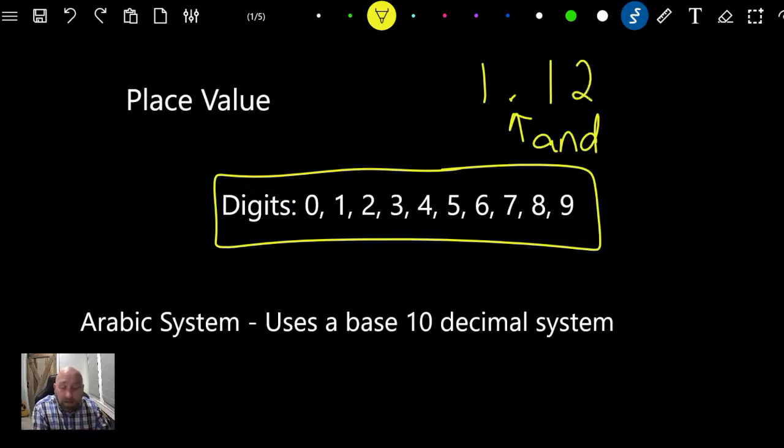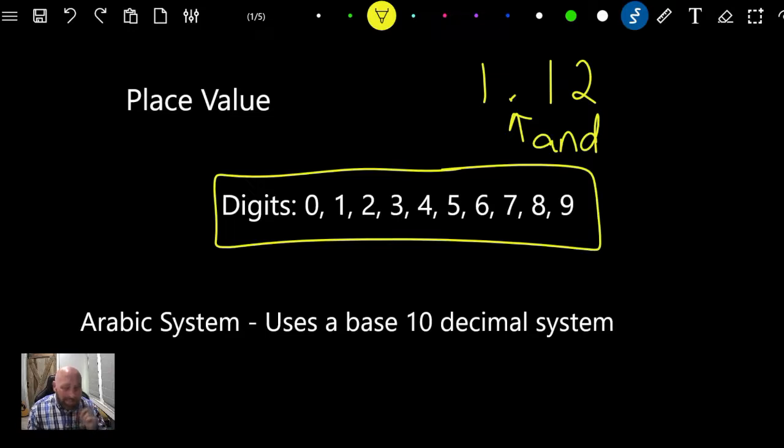If we had another number, so 1 and 12, because 1 and 2 together is a 12, you would say 1 and 12 hundredths, because now this is the hundredths place over there. Not the hundreds place, hundredths place. There's a little bit of a difference.